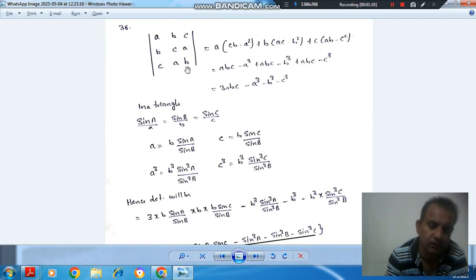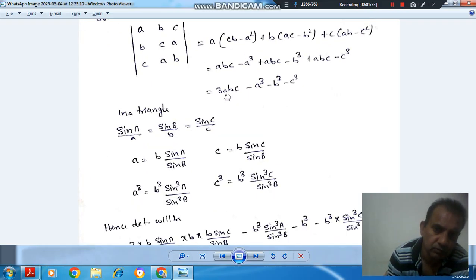row is this, third row is this. Solving this, it will be a(bc minus a square) plus b(ac minus b square) plus c(ba minus c square). So solving this, it will be 3 small abc minus a cube minus b cube minus c cube.